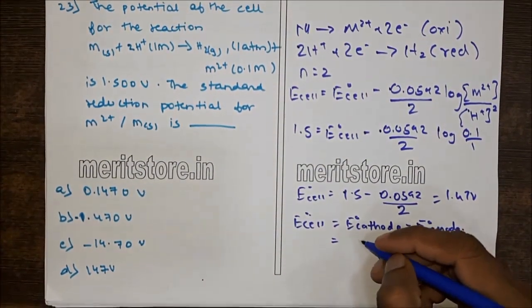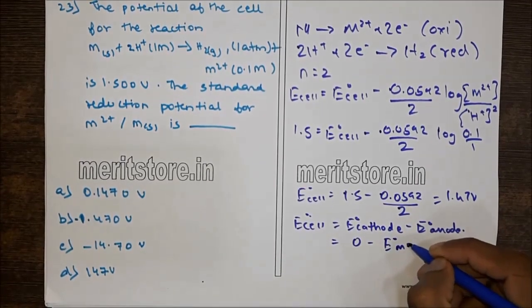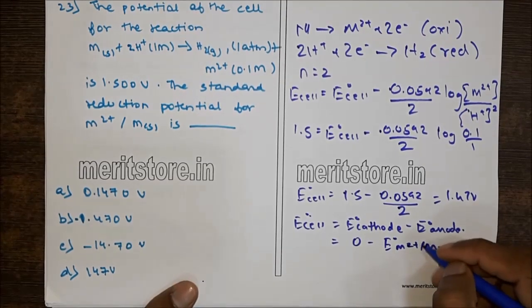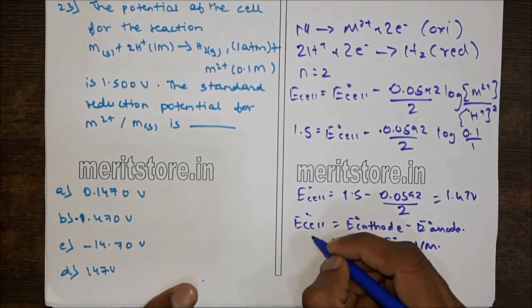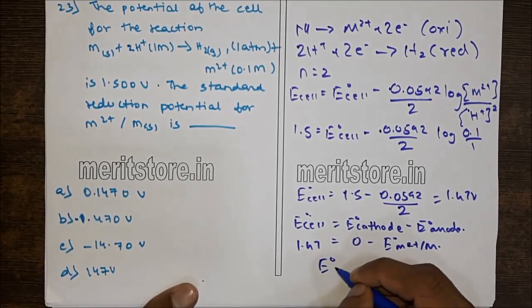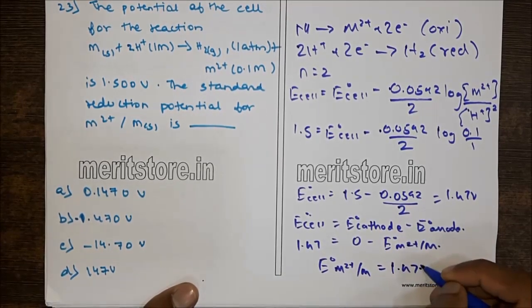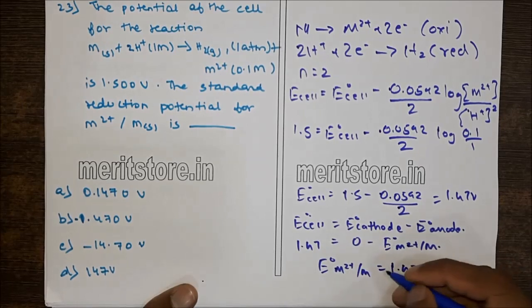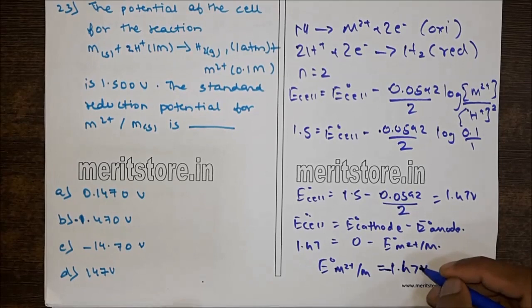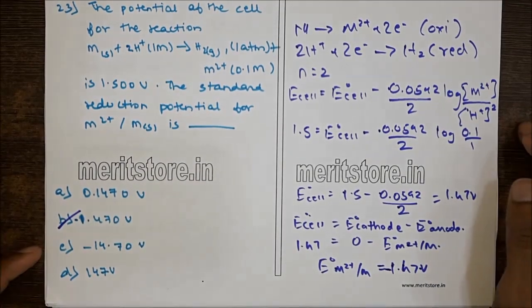For cathode, we see the value is 0, and for anode, it is M2 plus of M. Therefore, we solve this, we have E0 cell as 1.47. Therefore, the value of standard potential of M2 plus or M we get as 1.47 volt. That is, we get minus 1.447 volt, which is our answer. It matches with option B. Therefore, option B is the correct answer.